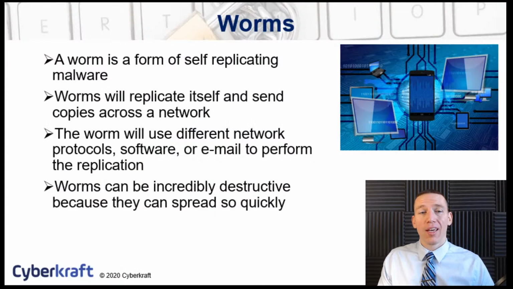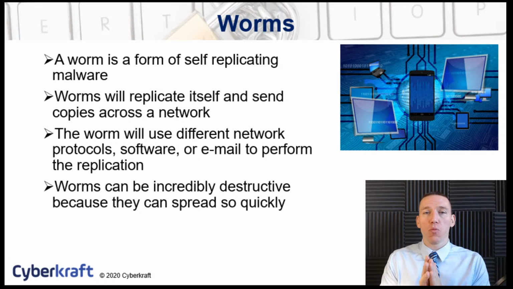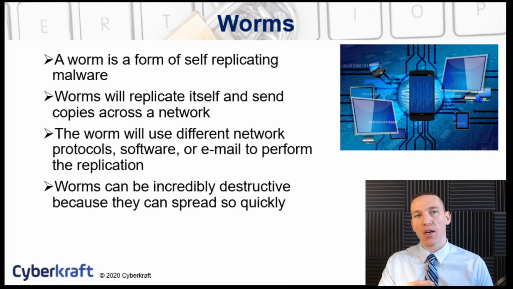A worm is a form of self-replicating malware. Worms can not only infect a target computer, but then they can replicate themselves across a network connection to other devices. Once a worm infects a network, it can spread very rapidly. And at that point, perimeter defenses like perimeter firewalls won't do anything to protect the network against the worm.